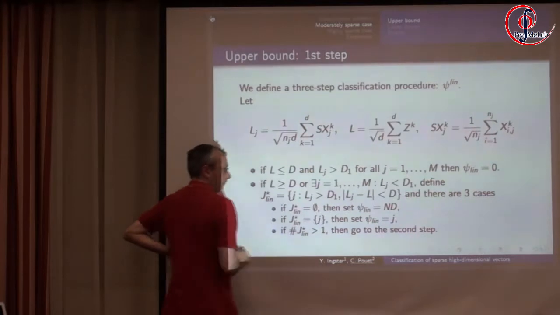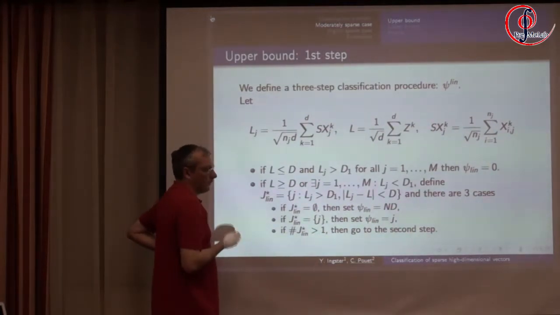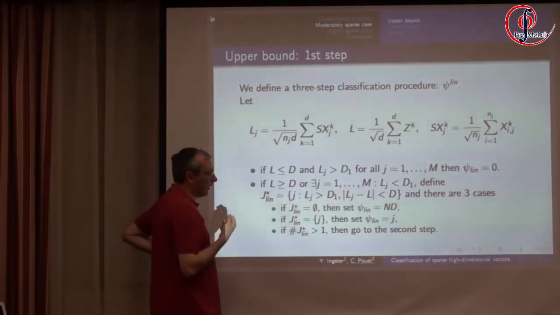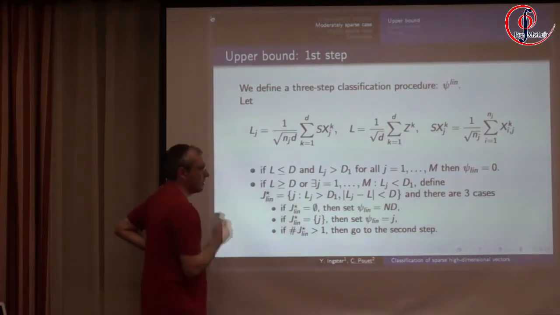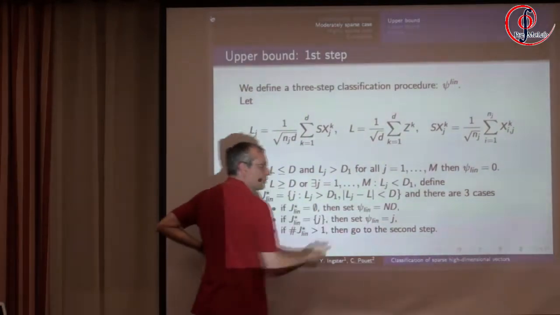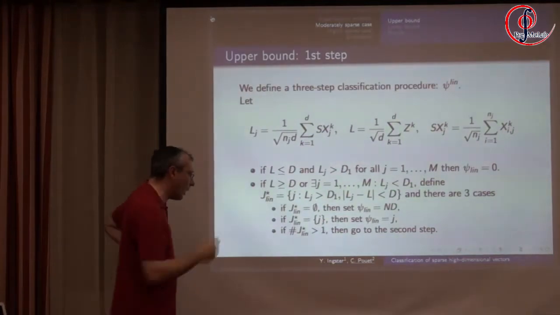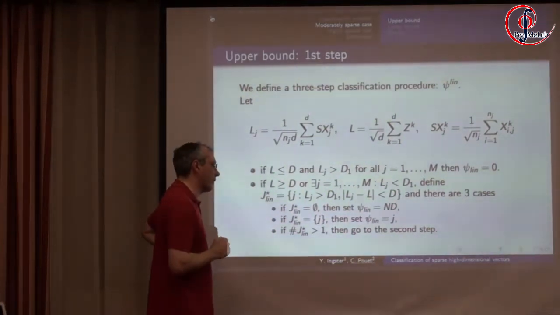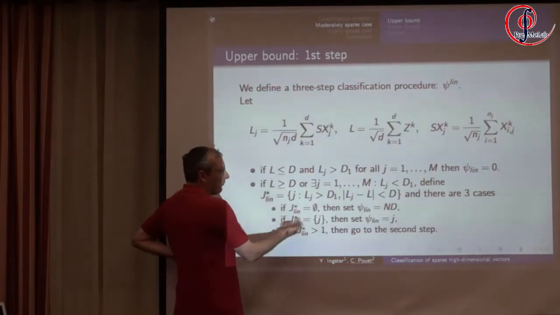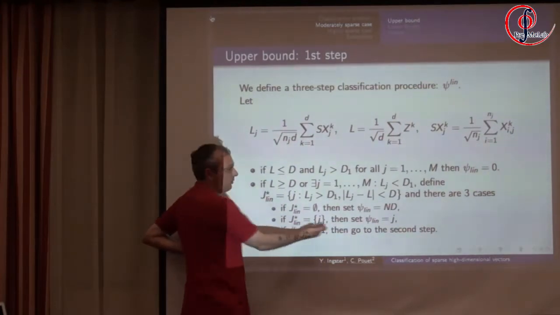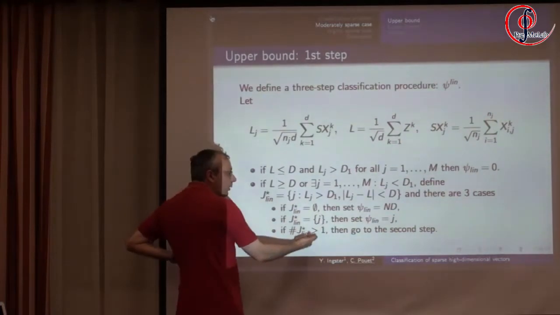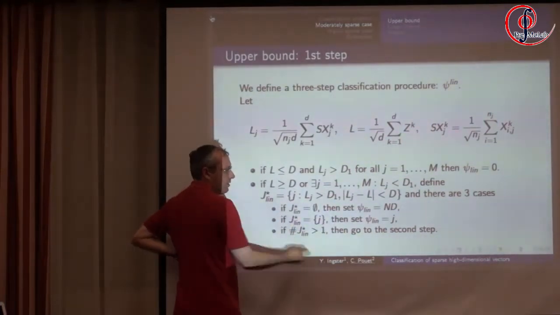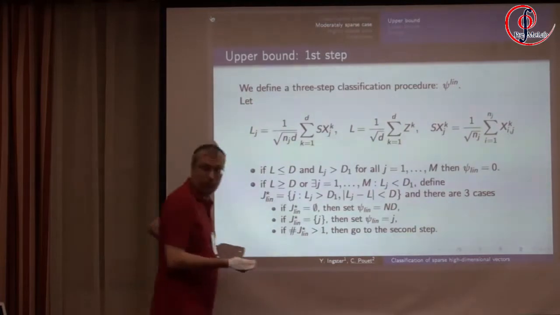If it's small, then one more time you can have several cases. The first one, this set can be empty. So it's a real problem, and then we will take no decision. And we will go to another classifier later. If there is only one point, we have done. That is to say, psilin will be equal to j. And if we have several points in this set, then we will have to proceed to another step.